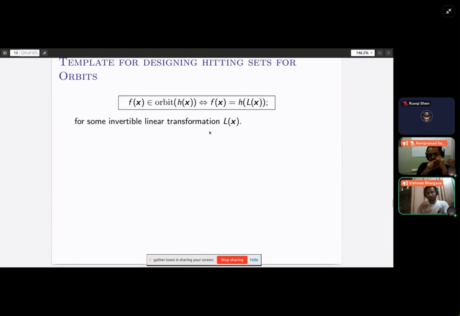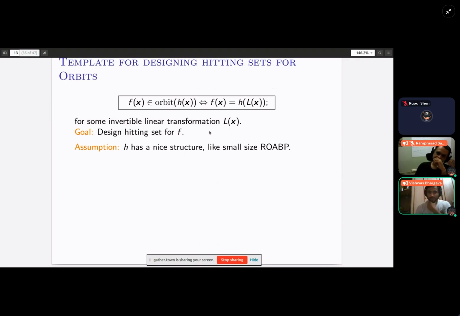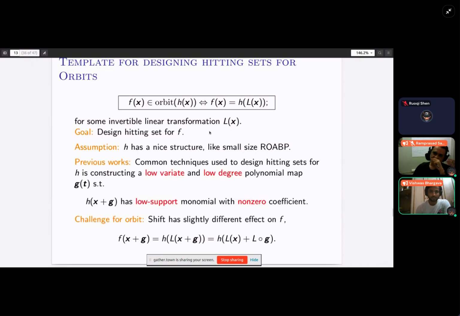So let me give a quick overview of the template, how we design this hitting set. If your polynomial belongs to the orbit of some other polynomial, then you can think of f as equal to h of Lx, where L is some invertible linear transformation. Your goal is to design hitting sets for this polynomial, assuming h has some nice structure. Previously, we used to just shift our polynomial and hope to get some structure to design hitting sets.